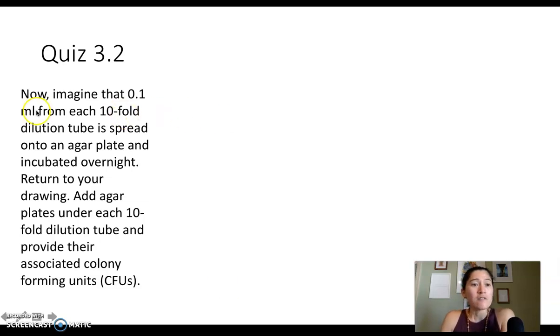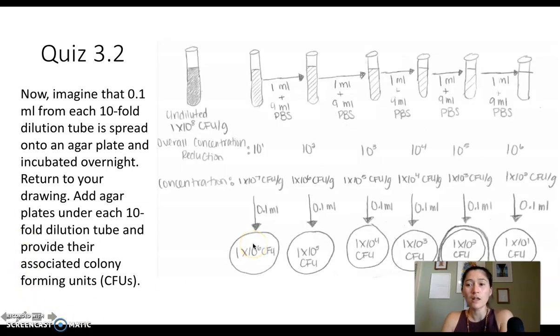Okay, next we are asked to imagine that 0.1 mils from each 10-fold dilution tube is spread onto an agar plate and incubated overnight. So now go back to your drawing, add plates underneath each dilution tube, and then provide the associated colony forming units, or CFUs. Now our drawing would look something like this. So at each step, we're adding additional information, right?